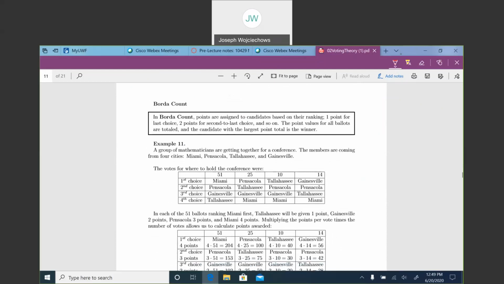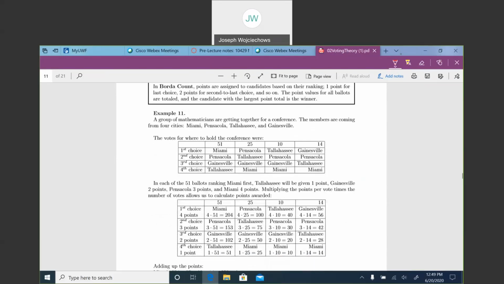This brings us to our solution to that, something called Borda count. In Borda count, points are assigned to candidates based on their ranking. 1 point for last place, 2 points for second to last, and so on. The point values for all ballots are totaled, and the candidate with the largest point value is the winner.